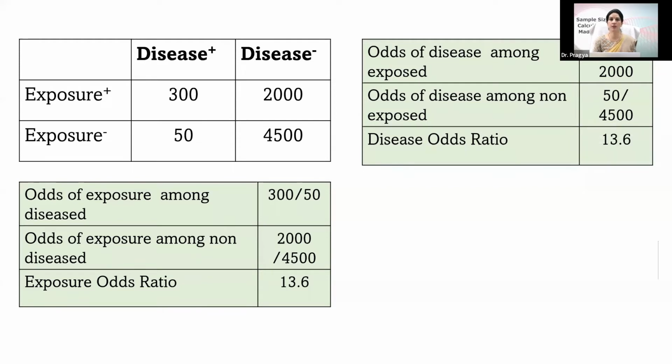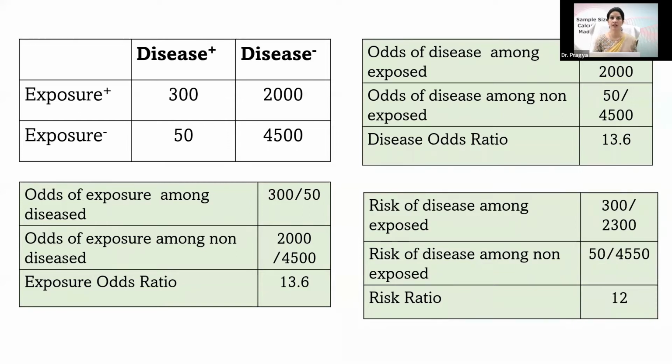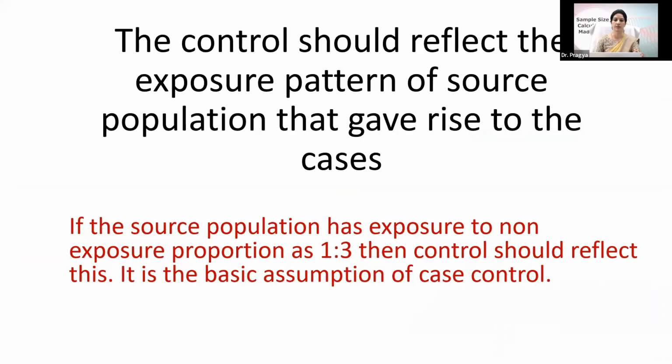Now, the most important thing in this case is the risk. If you see the risk, it will be 300 by 2300 in the exposed, and 50 by 4550 in the non-exposed. And if you see the risk ratio, it will be 12. So you can see that the more you increase the sample of the controls, the closer this will be to the approximation.